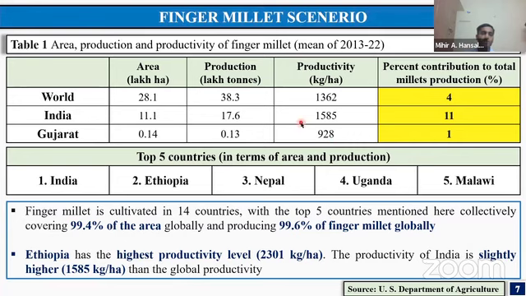If we talk about the top five finger millet producing countries, then it is India, Ethiopia, Nepal, Uganda, and Malawi. And these five countries collectively produce 99.6% of finger millet globally, whereas Ethiopia has the highest productivity level, 2,301 kilogram per hectare.